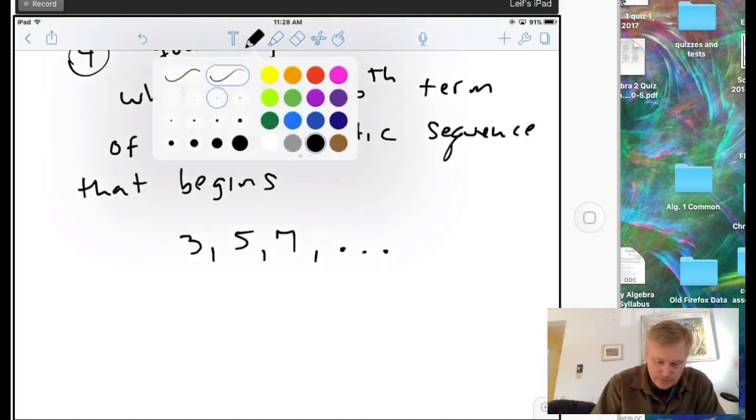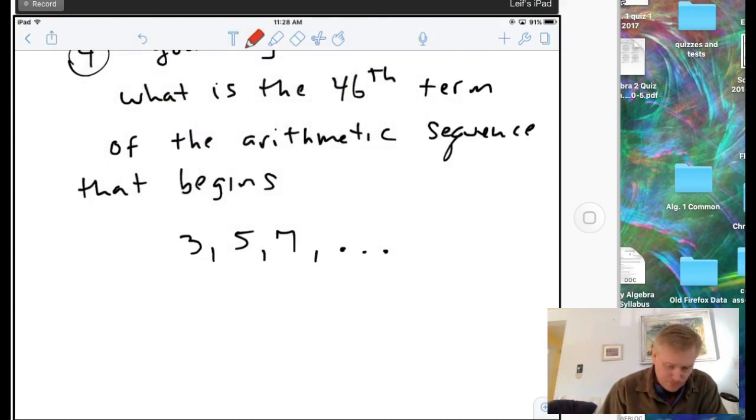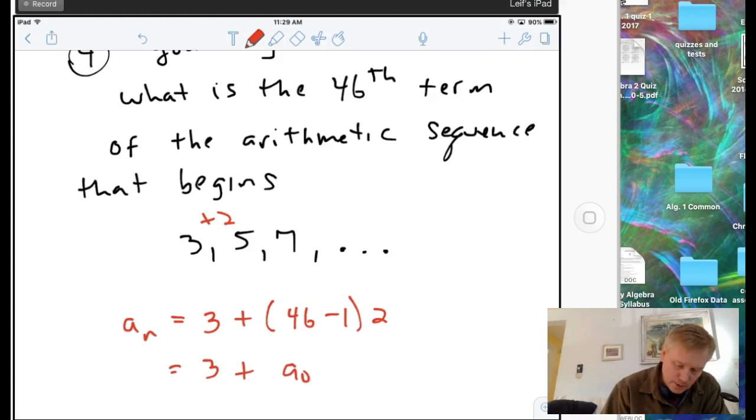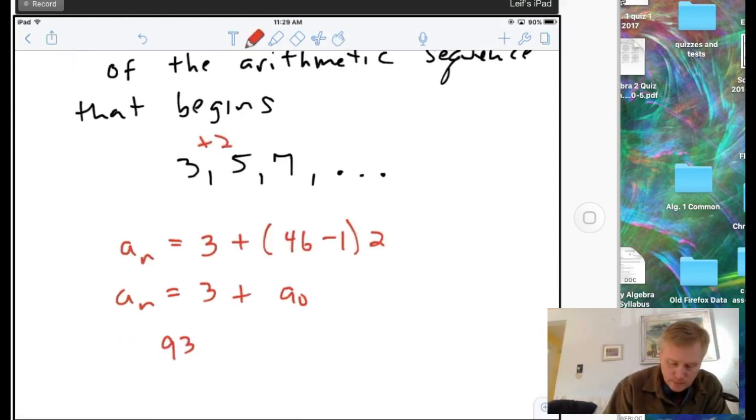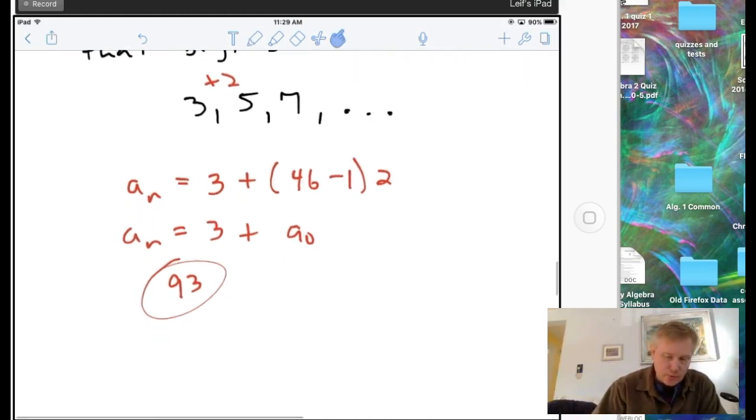All right, welcome back. So, this one, I'm going to take the formula A of n equals, let's see, the first number in the sequence is 3. And I'd like to know what the 46th number is. Common difference is 2. And if I plug those numbers in, 45 times 2 is 90. And 90 plus 3 is going to be my answer, 93. Okay, so 93 is the 46th number in the sequence.